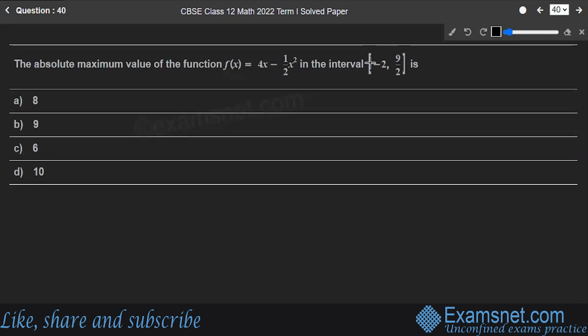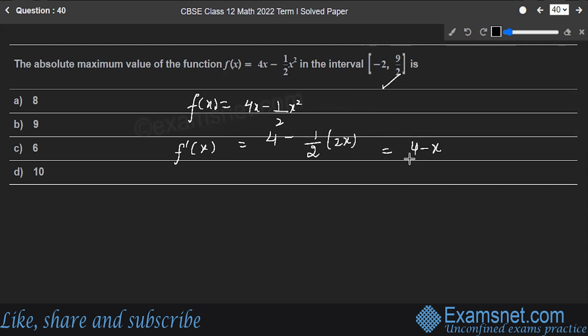Question number 40. The absolute maximum value of the function f(x) is equal to 4x minus 1 by 2 x squared in this interval is. Let's find out the first derivative of this function. This is 4 minus 1 by 2 into 2x, which gives you 4 minus x. So for the maximum or the minimum value, this is equal to 0. That means 4 minus x is equal to 0, or x is equal to 4.